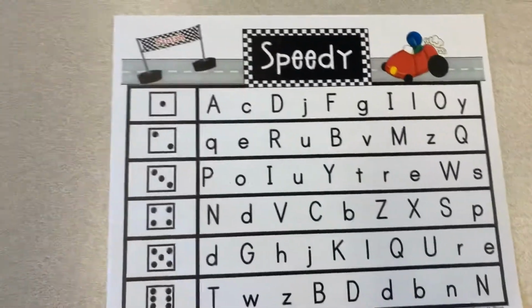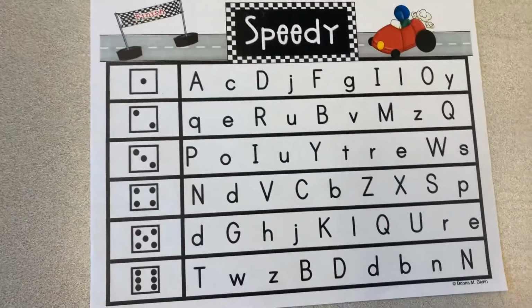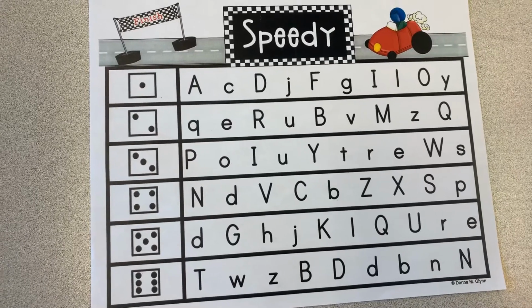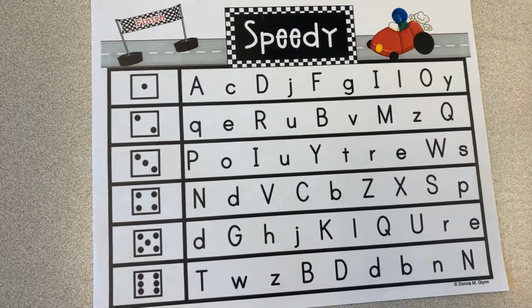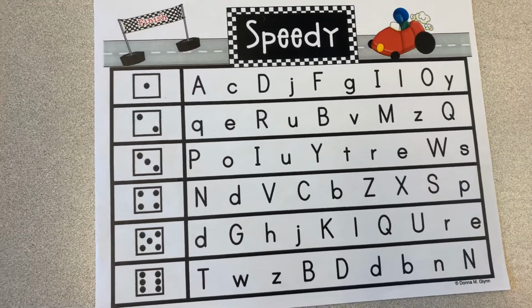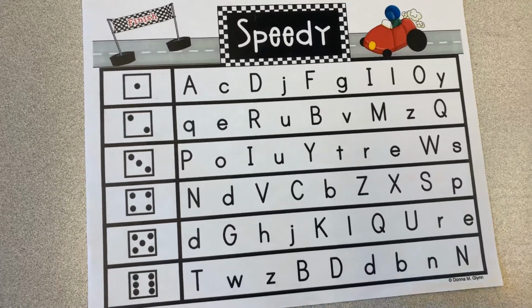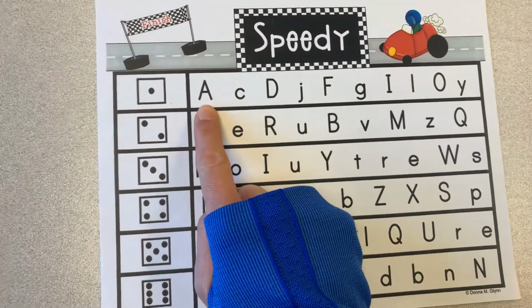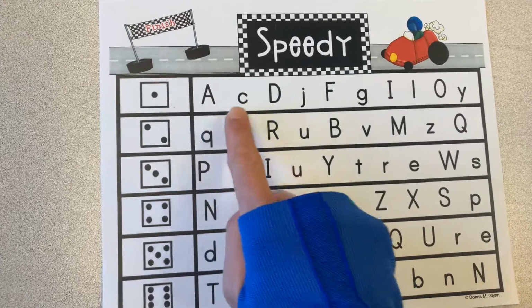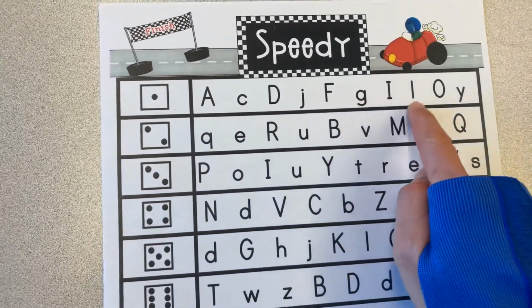Now remember, when you're reading your Diables race game, I want you to read it as quickly as you can, but make sure that your letters are right, but quick. So it would look like this if I was trying to read it as fast as I could go. A, C, D, J, F, G, I, L, O, Y.